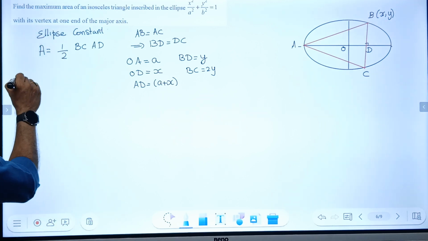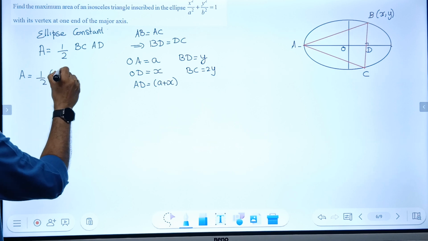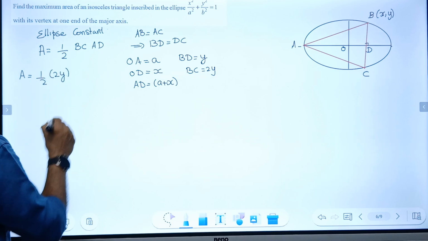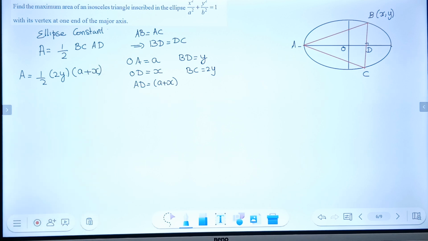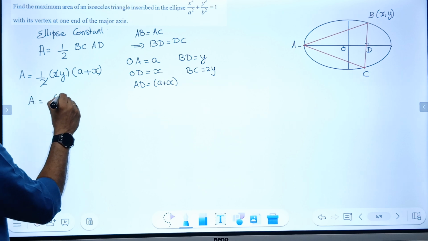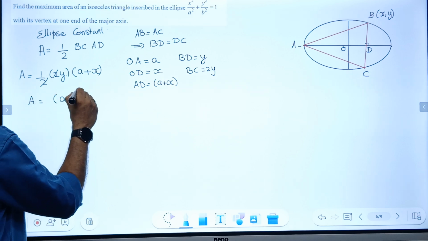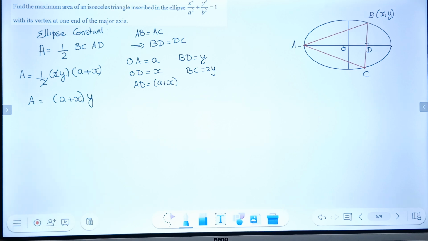So what is the area? Area will be half into BC, which is 2y, into AD, which is a plus x. The 2 gets cancelled. So area is equal to (a plus x) into y. That is also clear to me.